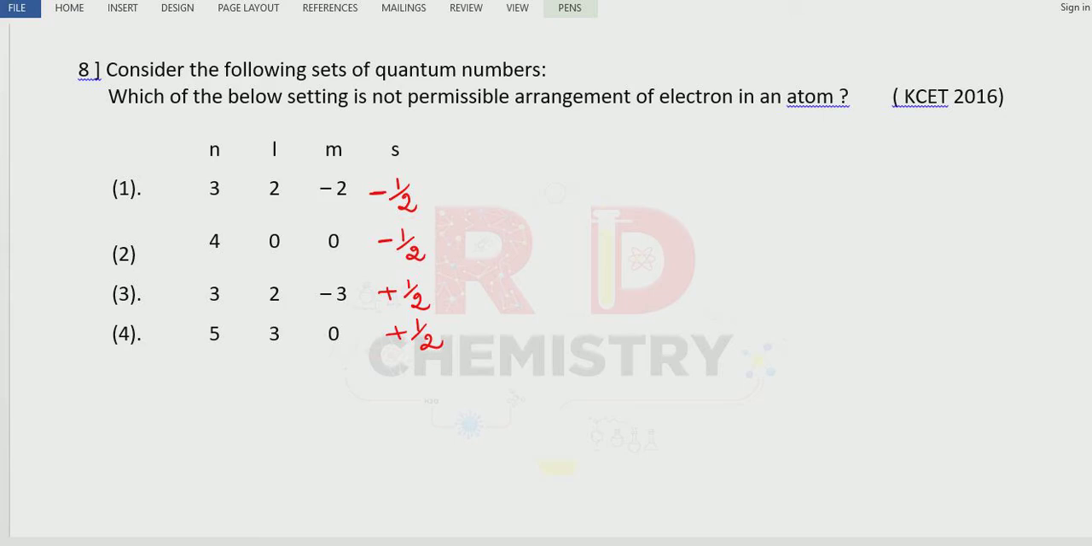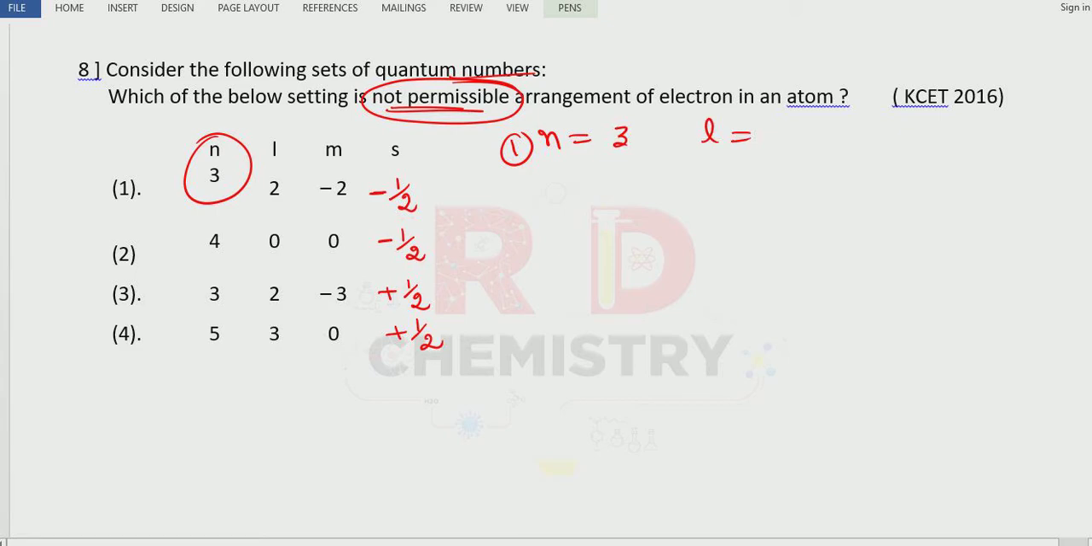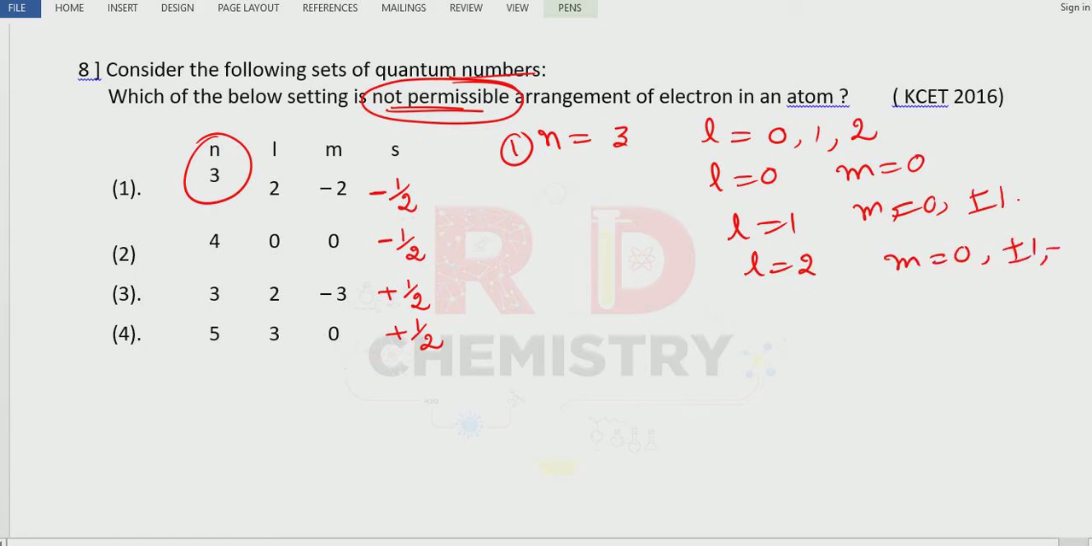Question number 8. Consider the following sets of quantum numbers; among them, which set is not permissible for an electron? We'll start with the first option, n is equal to 3. When n is equal to 3, l is equal to 0, 1, 2 possible. When l is equal to 0, m is always 0. When l is equal to 1, m is equal to 0, plus or minus 1 possible. When l is equal to 2, m is equal to 0, plus or minus 1 and plus or minus 2 are possible. So m is equal to minus 2 is possible here, and the electron can have minus half or plus half spin. So the first one is possible.